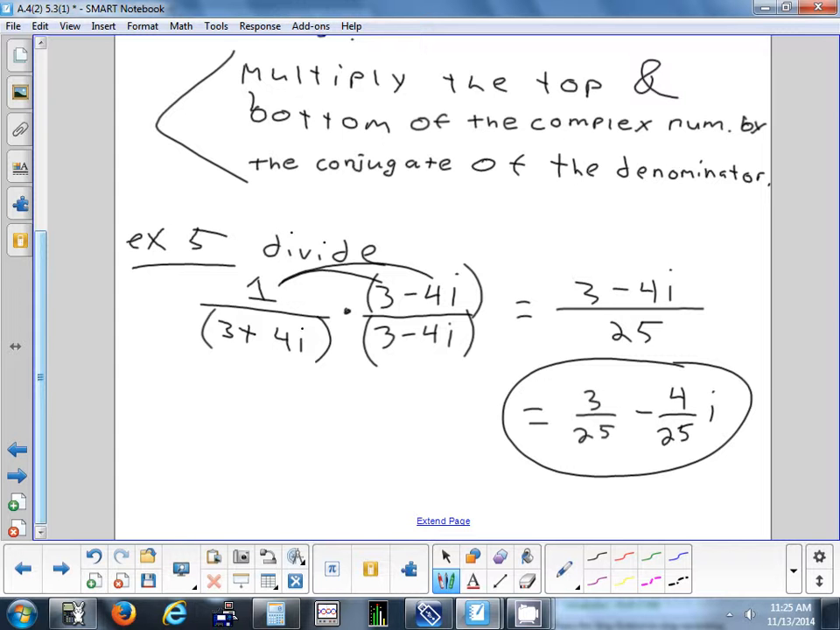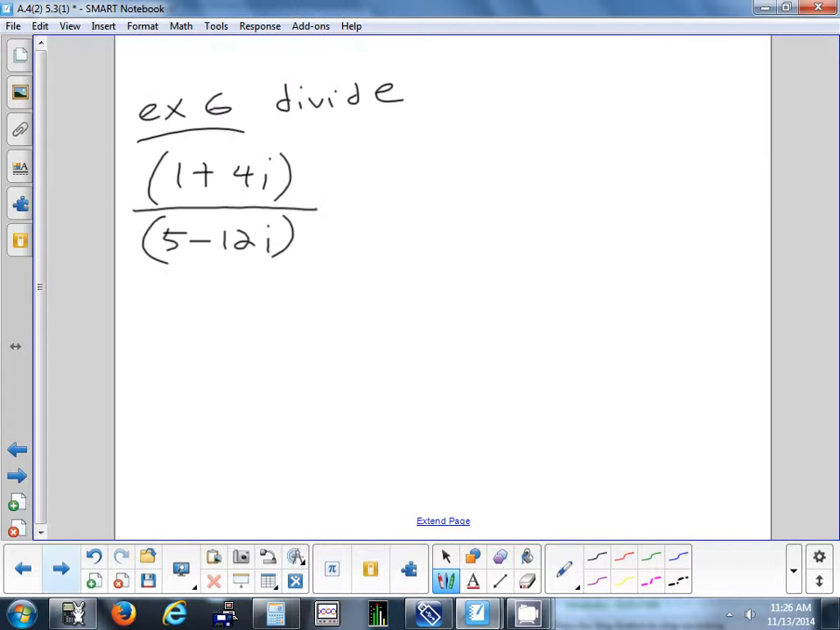All right, we'll try one more with division. I think that'll finish up this half of the section. We've got 1 plus 4i divided by 5 minus 12i. Okay, Zach, what will I do here? You want to get the conjugate of 5 minus 12i? Yep. And what is that? 5 plus 12i. Okay, and what do I do with that conjugate? You want to multiply that by the top and bottom. Perfect.